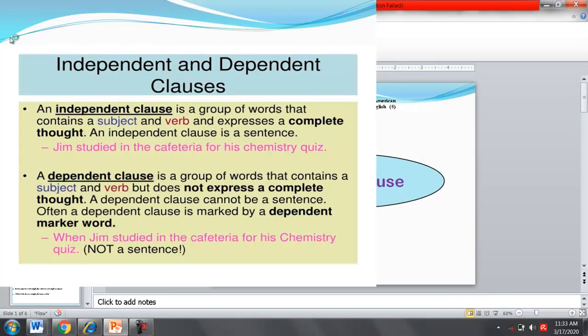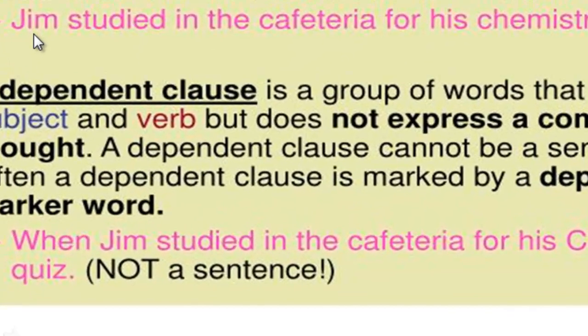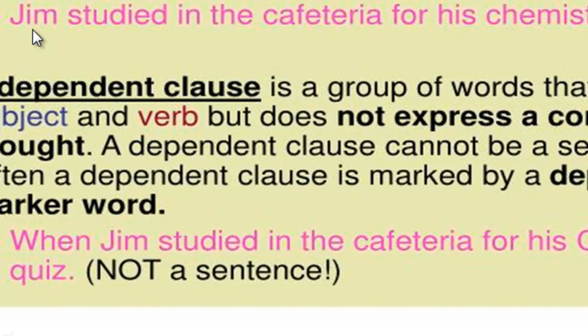Once again, independent and dependent clauses. An independent clause is a group of words that contains the subject and a verb. This will be making a complete thought and will be expressing a complete idea. Like the example we have over here: Jim studied in the cafeteria for his chemistry quiz. As you see, Jim is the subject, studied is the verb, and the rest of the part is the complement, which completes the meaning of the sentence, which gives us the idea.